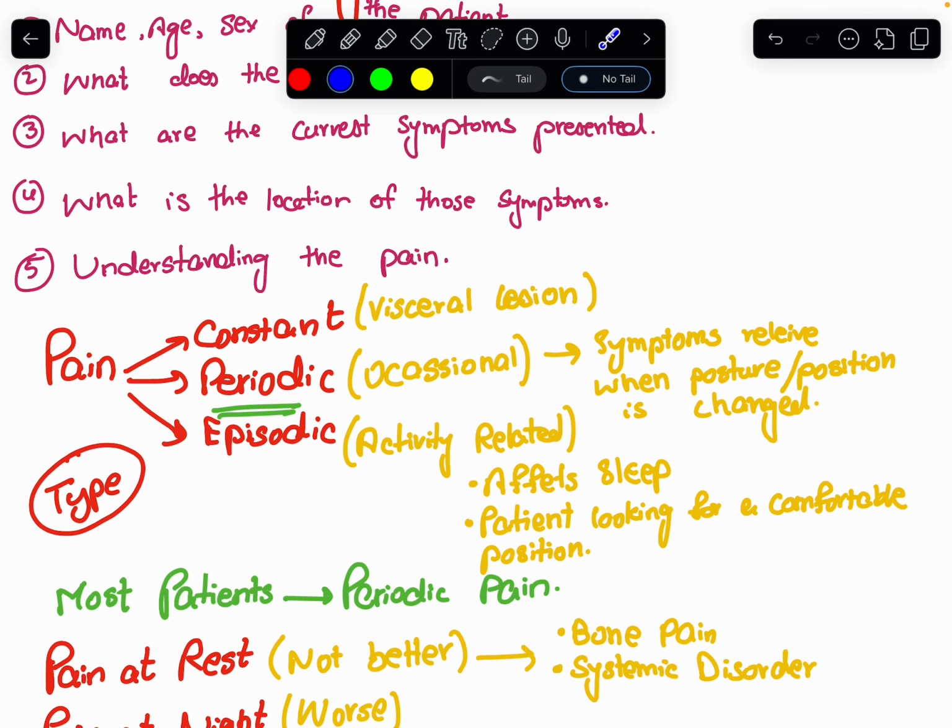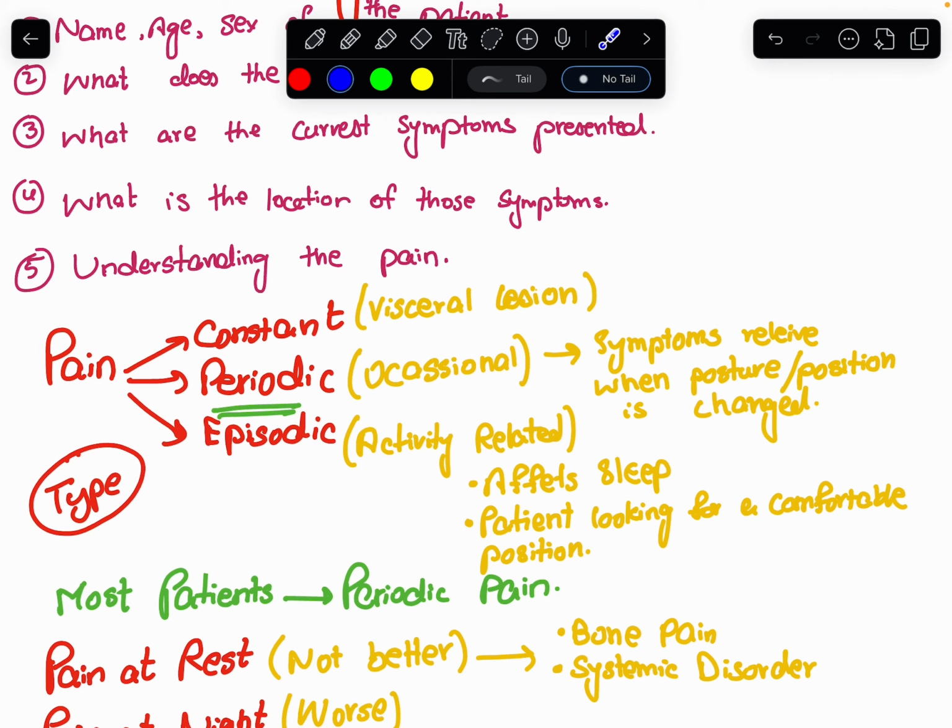The second is periodic pain. If the patient says that the pain is occasional, meaning it sometimes happens, and the patient becomes relieved when he or she changes his or her posture or position. If he's sitting, the pain is not there. If he's standing, the pain is there. That is a periodic kind of pain.